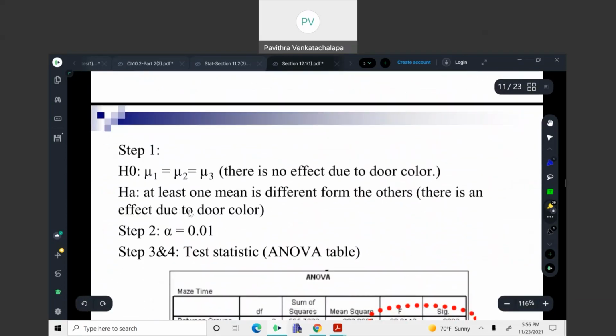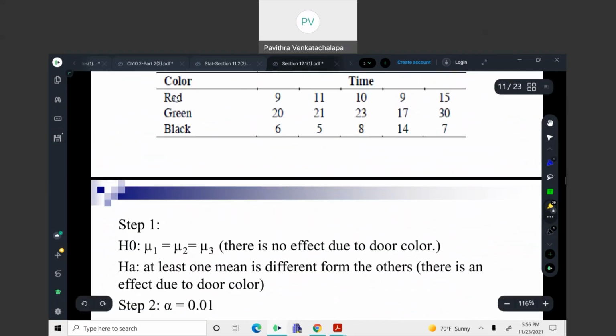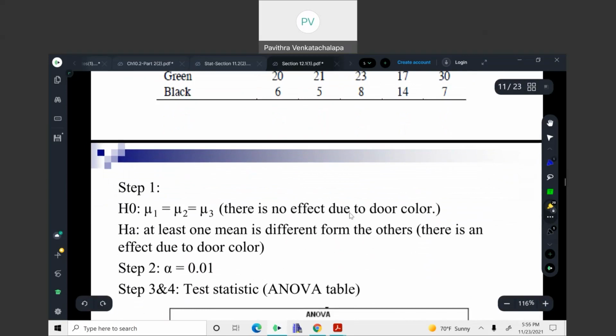Now this is how you write the null and alternative hypotheses. We always assume the null hypothesis as equals. Since we have 3 samples, you will write mu1 equal to mu2 equal to mu3, which tells you that there is no effect due to door color. For the alternative hypothesis, you don't have to mention any sign, but you just have to state that at least one mean is different from the others. That's what the alternative hypothesis means. But we always consider the ANOVA technique to be a right tail test.